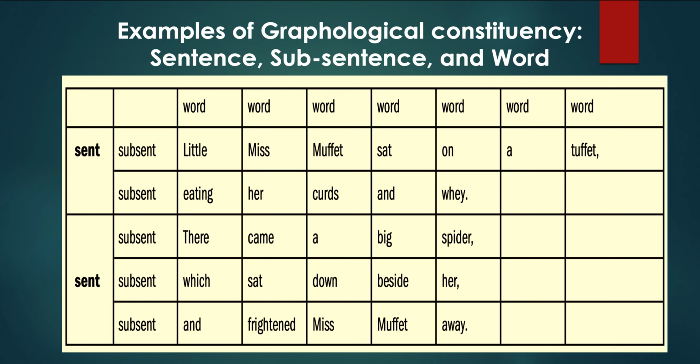So we see how the sentence is divided. The one sentence is very long, then it is divided into subsentences, then the subsentences are further divided into words, and then we have the letters, like this. So this is an example of how graphological constituency could be represented in the form of a table.